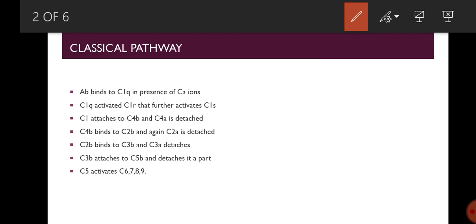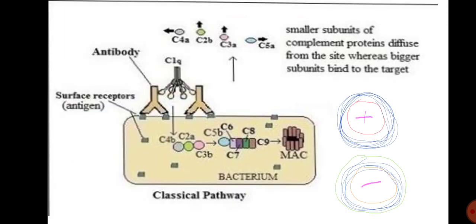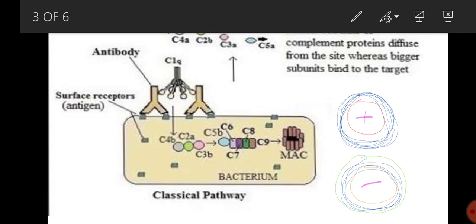C1q will cause the activation of C1r, and C1r will cause the activation of C1s. Okay, here you can see C1q bound to antibody, this one and this one.